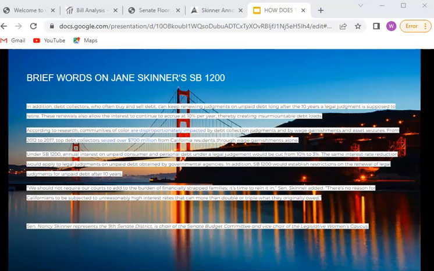According to research, communities of color are disproportionately impacted by debt collection judgments and by wage garnishments and asset seizures. From 2012 to 2017, top debt collectors seized $700 million from California residents through wage garnishments alone.